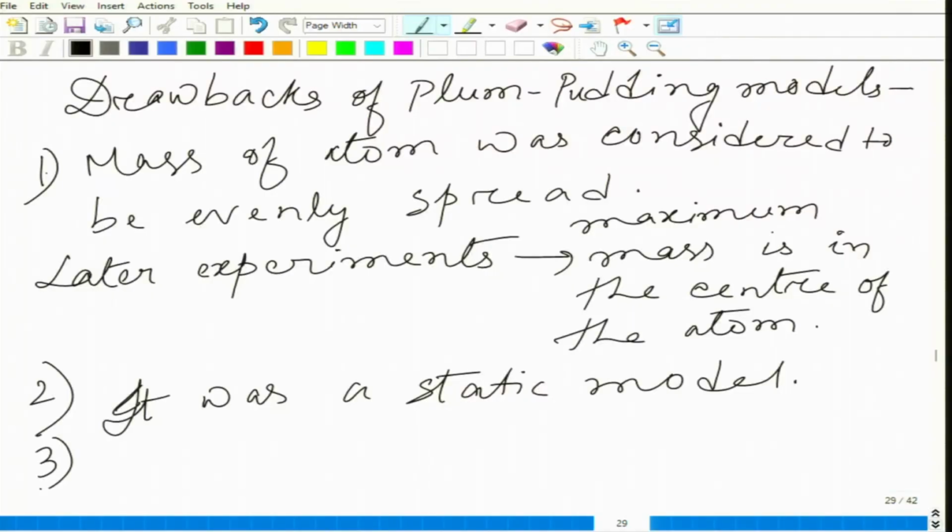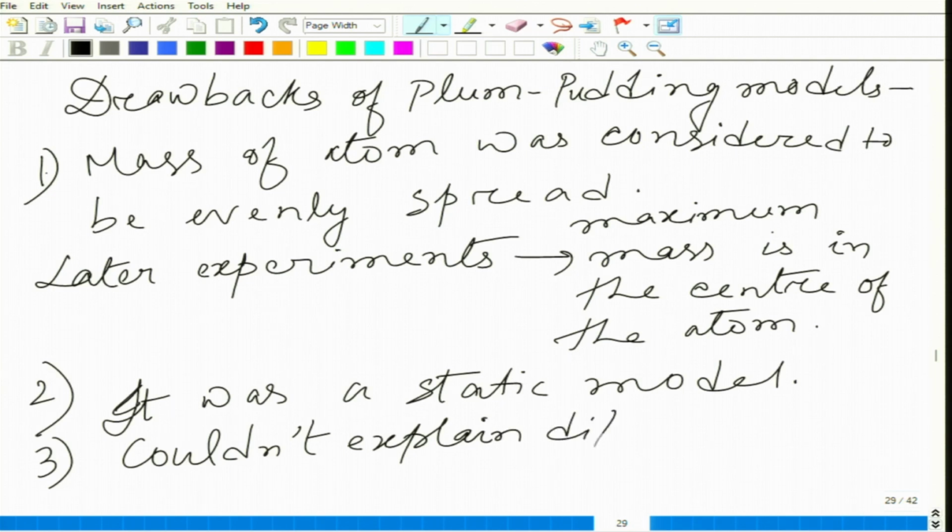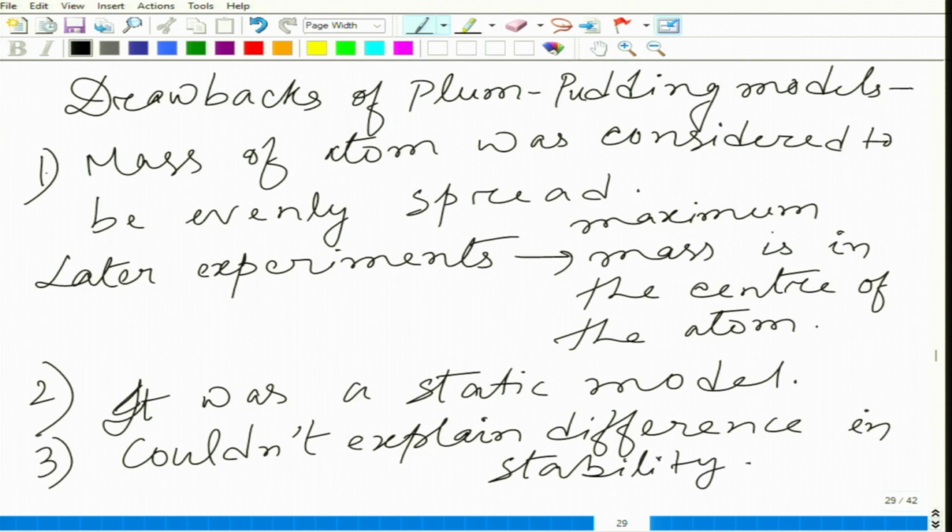The third point was that it couldn't explain the difference in stability. It was seen later on, when more and more elements were discovered, that not all atoms are equally stable. Some atoms of some elements are more stable, whereas other elements are less stable. So the difference in stability was also not explained by the plum pudding model. Later on, when neutrons were discovered, the plum pudding model was altogether rejected, because the discovery of neutrons showed that there are some neutral particles too in the atoms, which the plum pudding model didn't state.